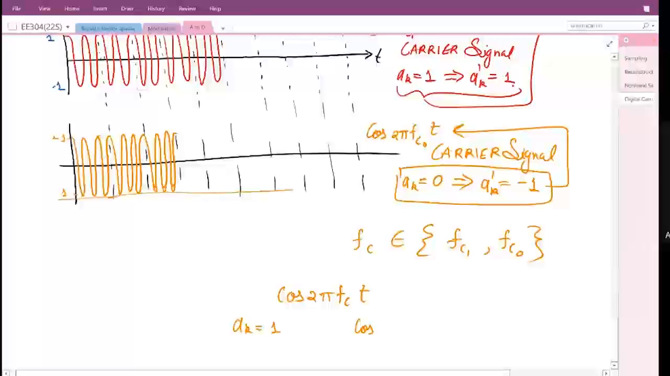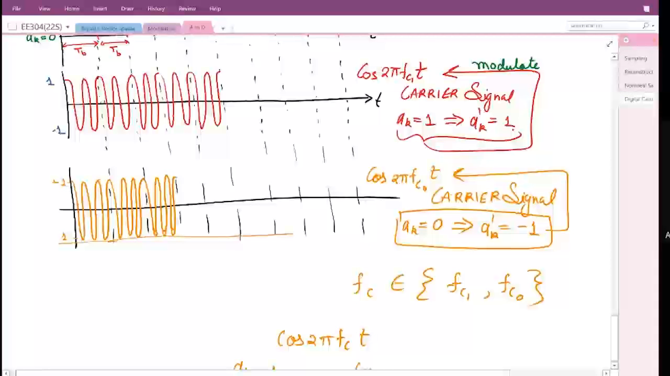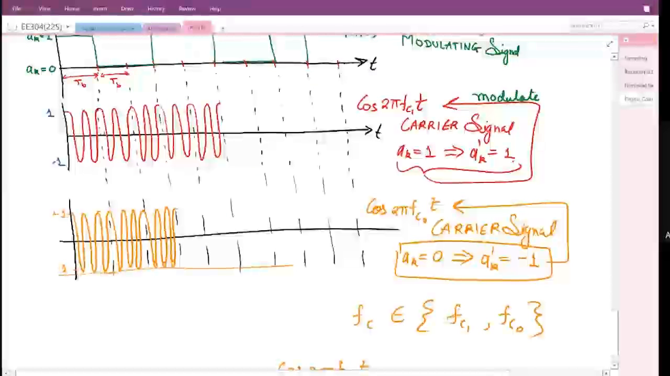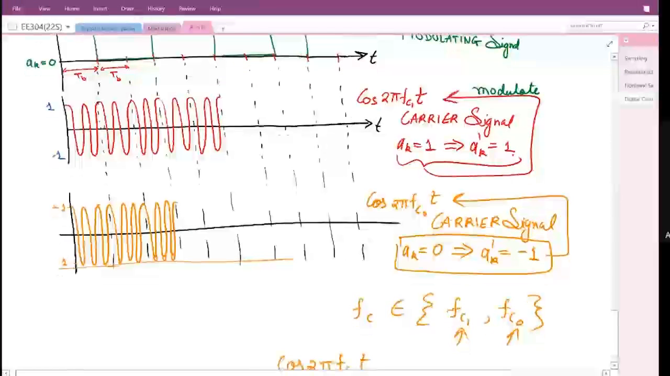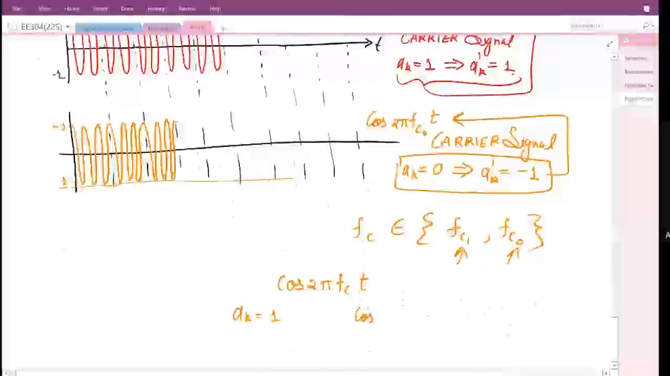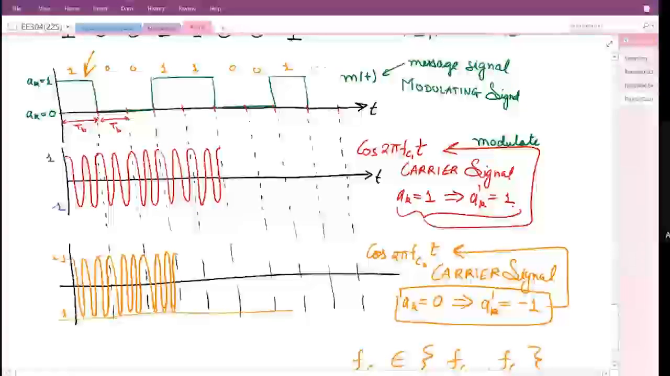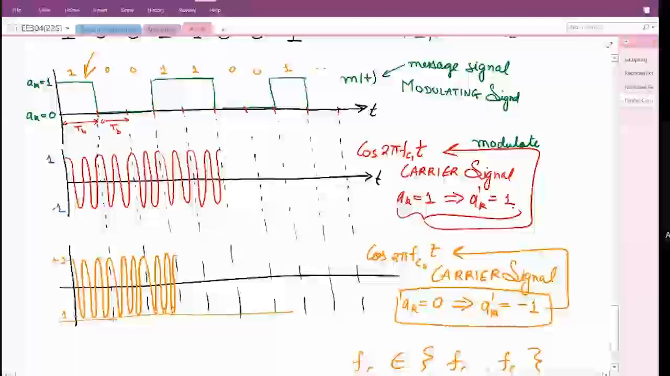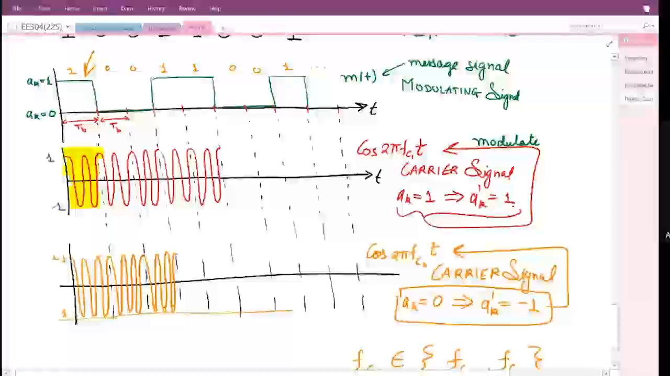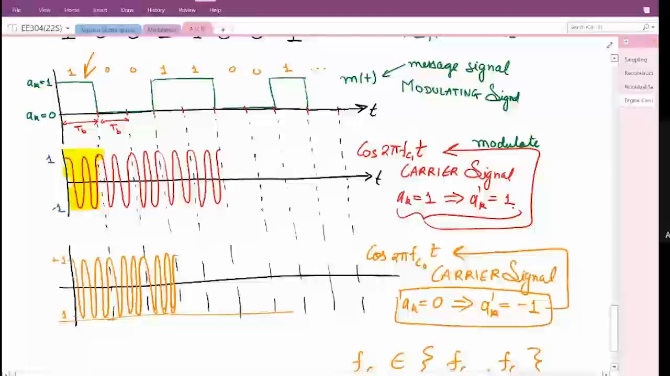These are the carrier waves. This is not the final modulated wave. This is the carrier wave. So depending on FC1 or FC naught, these are the two carrier waves. If I have to draw the modulated signal, it is not going to be this. For plus 1, it should be taking FC1, this portion, and for 0 it should be taking these cycles.